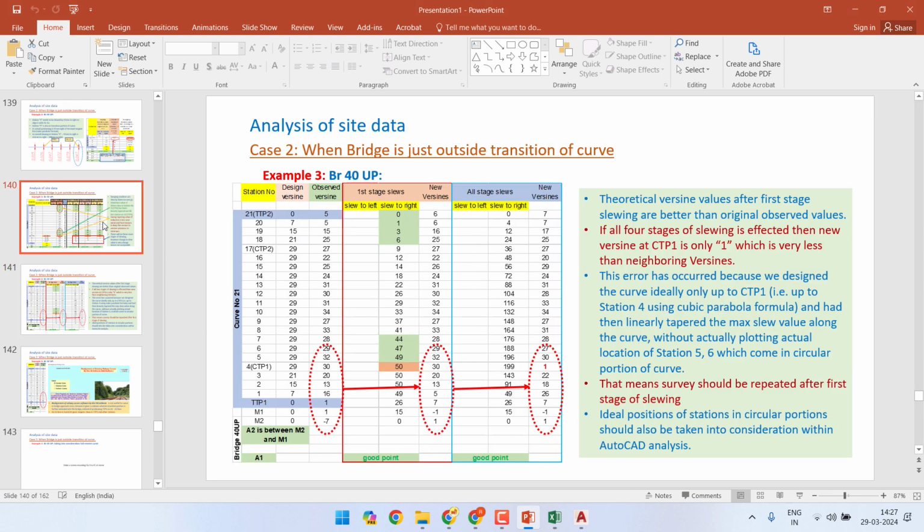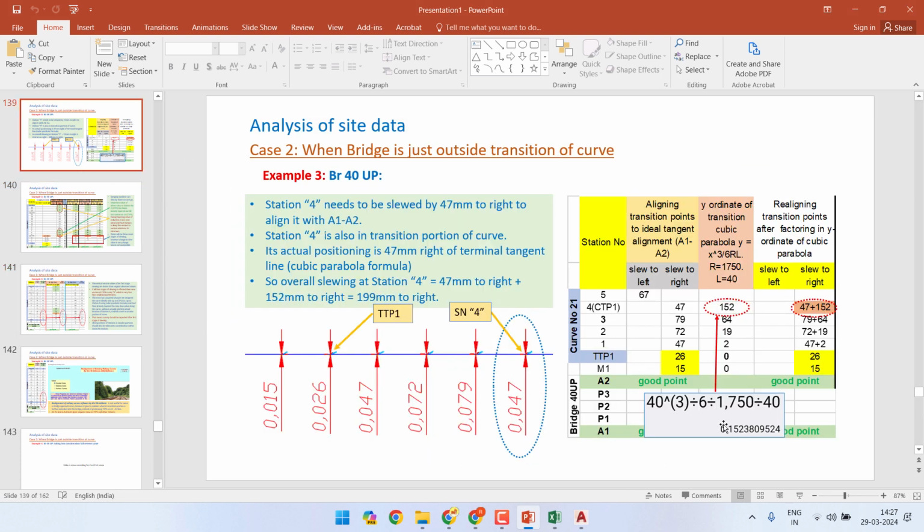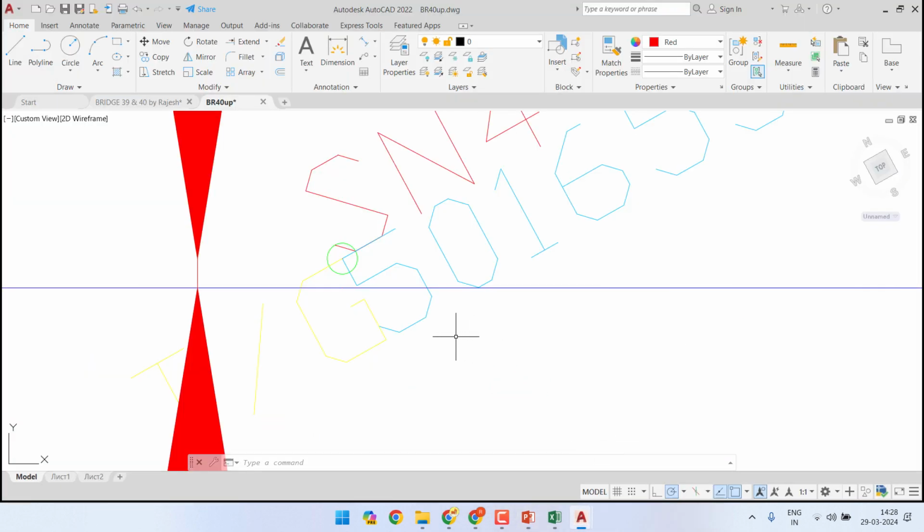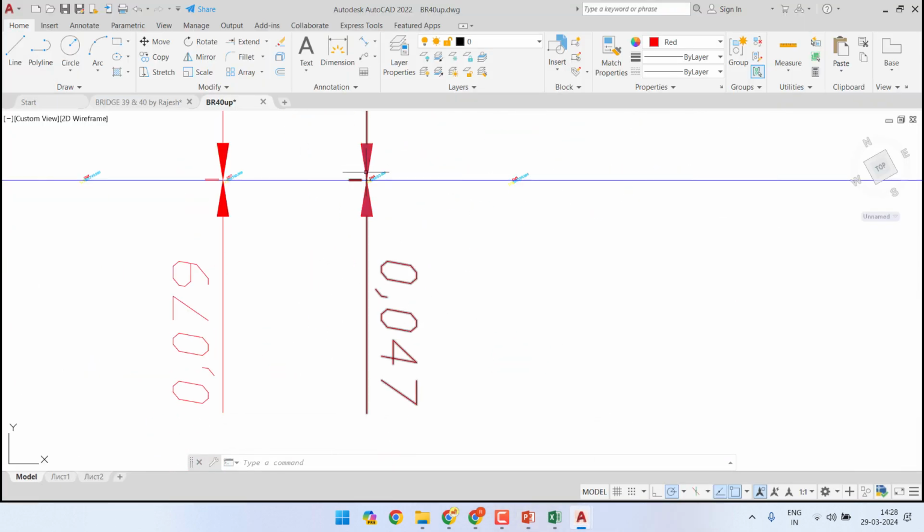When we put the values here, this 152, as you can see, the formula is y equal to x power 3 or x cube upon 6 RL. R is 1750 for 1 degree. Total length of transition portion is 40 meters, and x is also 40. So when we put x equal to 40, R equal to 1750 and L equal to 40, we get the value of y equal to 152 mm here. It is in meters, so this becomes 152 millimeters, and that should be 152 millimeter inside the terminal tangent. But actually it is 47 mm outside the terminal tangent.